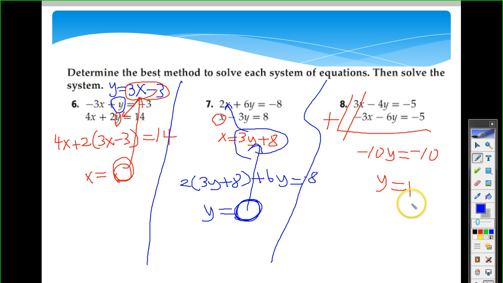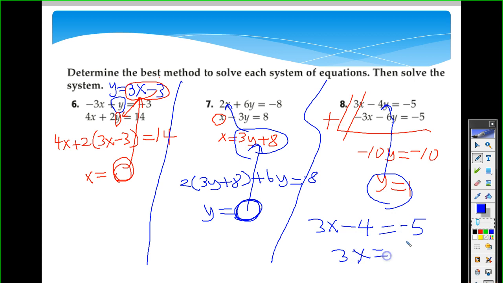I would substitute that into any one of these equations. It doesn't matter which one. If I put it in the first one, you have 3x minus 4 times 1, which is still 4, equals negative 5. And 3x, when you add 4 to each side, you have negative 1. X equals negative 1 over 3. So you find the answer would be negative 1 over 3.